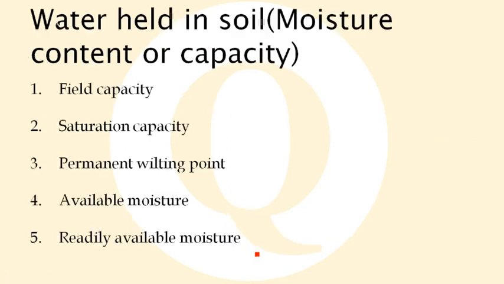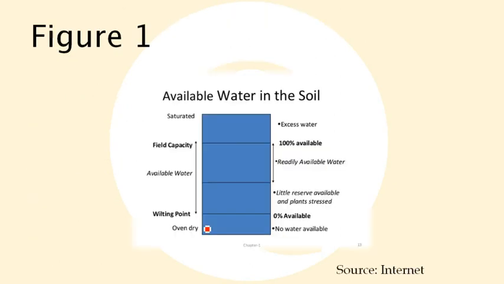So, moving on. Water held in soil. There are various moisture contents, each with a name: field capacity, saturation capacity, permanent wilting point, available moisture and readily available moisture. So let's understand them in detail. Here is a schematic view to represent what these capacities are.